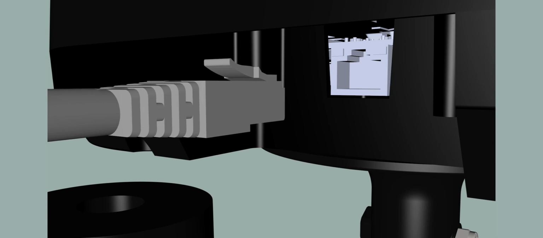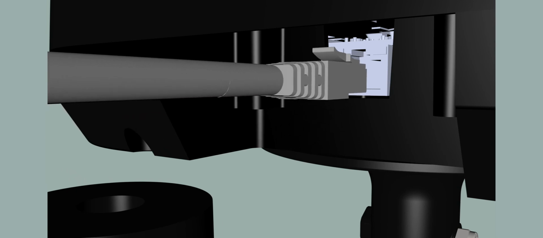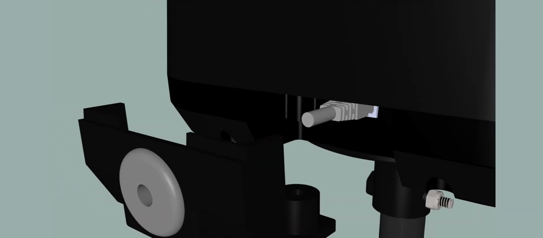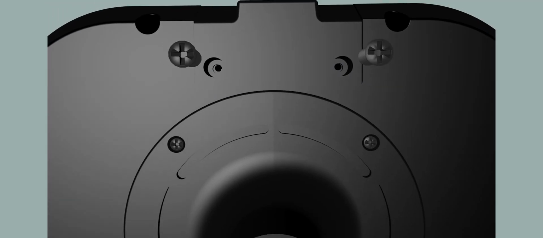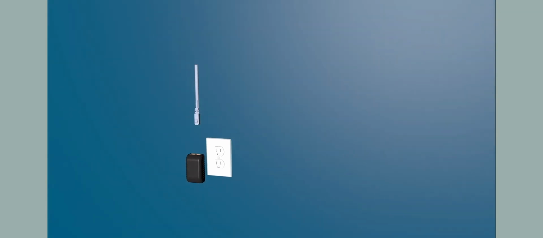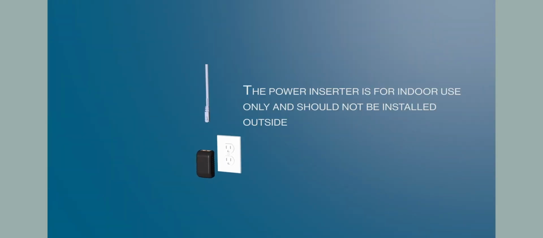Plug the Ethernet cable into the Extreme 2.0 unit and make sure you hear it click. Slide the cover plate in place and use the two screws to secure the cover plate to the antenna. Run the Ethernet cable to the location of the power inserter. The power inserter is for indoor use only and should not be installed outside.